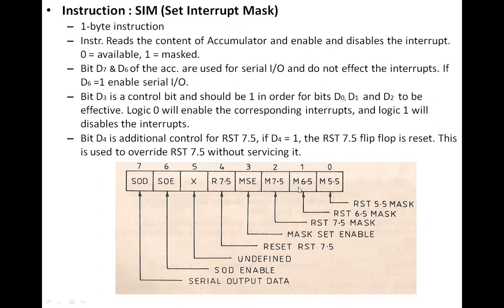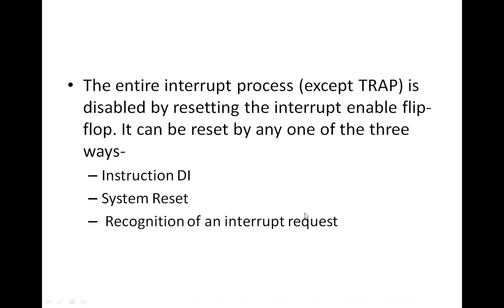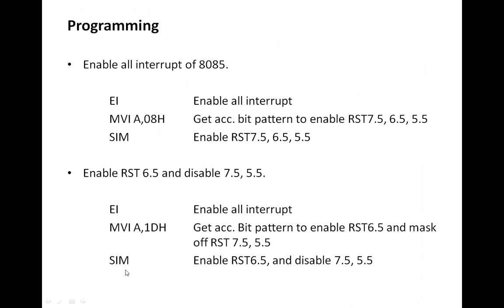It means 8, 2, 1. 8 to 10, 1, 11. A, 10, B. So these bits D3 to D0 will be B. We want this RST 7.5 to be available. We don't want to reset. So what we'll do? We will put it as 0. So it will be 0, 0, 0, 0, and then it should be 1, 0, 1, 1. So it will be 0 and it should be B. So 0B we will be putting into the accumulator, and then we are using the instruction set interrupt mask.